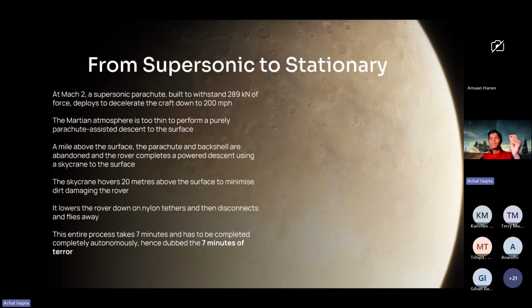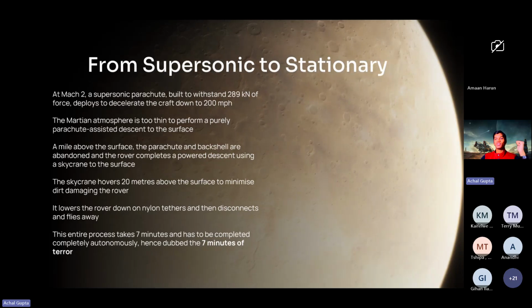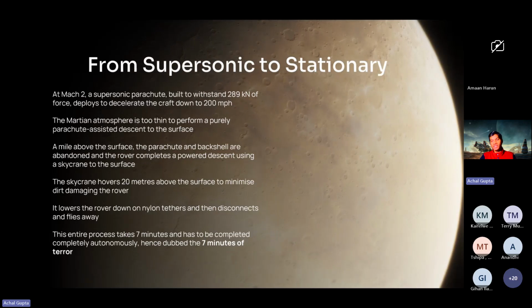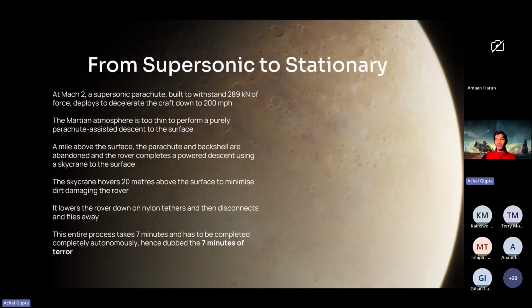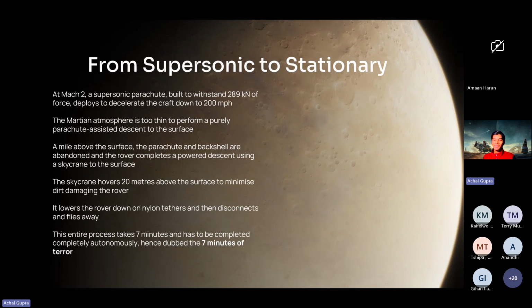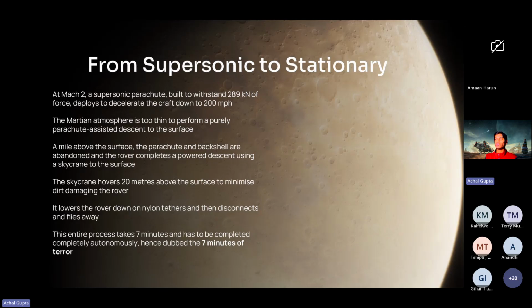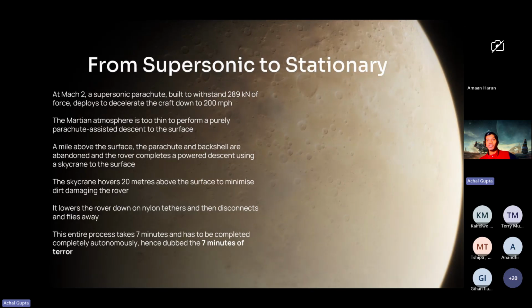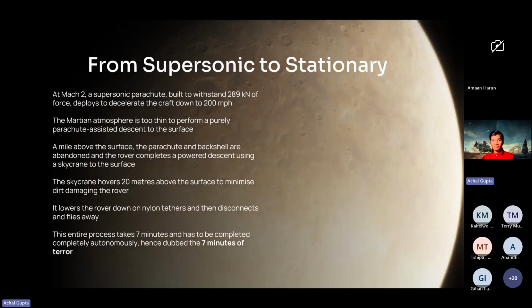We're at Mach 2. So we deploy a parachute, which withstands almost 300 kilonewtons of force, and it's designed to do that, and it slows the craft down to 200 miles per hour. This is the reason I took the example of the Martian atmosphere. The Martian atmosphere is thick enough for you to actually burn up on re-entry, which is why we had that entry corridor, but it's too thin for you to only perform a parachute-assisted landing. So it's unlike Earth, where you can just land on your parachutes, or unlike the Moon, where you can just land on your engines. On Mars, you have to do both.